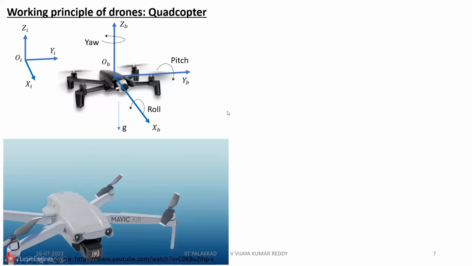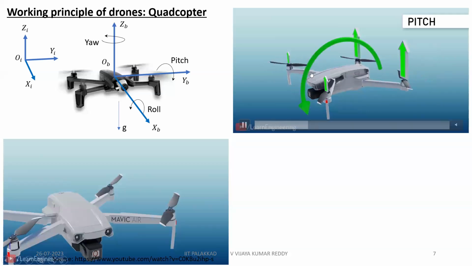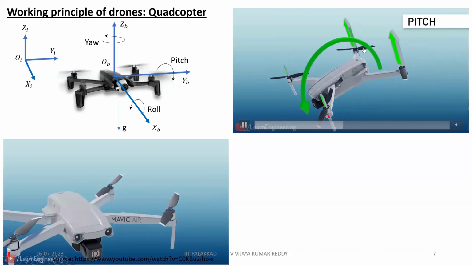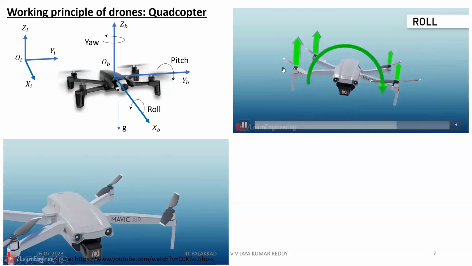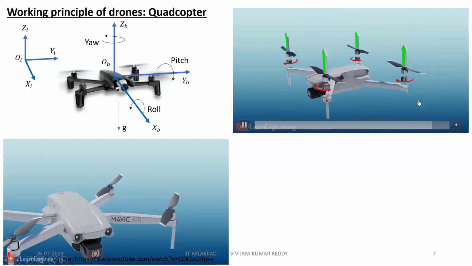Now we'll see pitch and roll motion. How will pitch and roll motion occur? Pitch and roll mean rotating around XB and rotating around YB. For example, if 2 propellers' thrust is increasing and the remaining 2 propellers' thrust is decreasing, the drone will move in this direction. This is called pitch. In the same way, roll can also be applied. If you want to move in this direction, 2 thrust forces will be increased and the remaining 2 will be decreased. So it will roll in this direction.